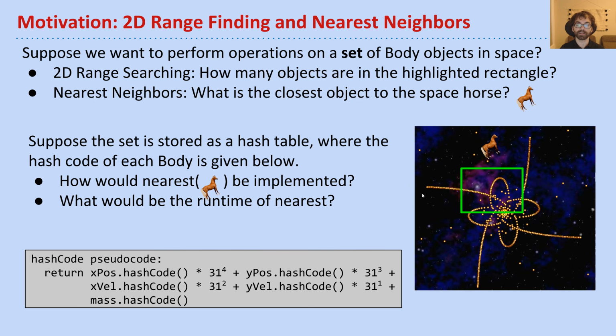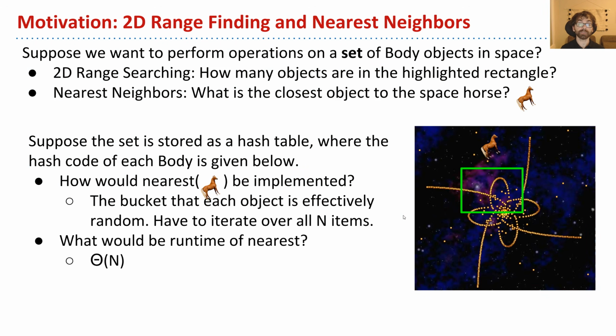The important point here is that if you have all these objects stored in just a regular old hash table, then for the nearest operation, what you have to do is just iterate over every single item. That's because the location of each object, that is the bucket that each one lives in, is effectively random. So we don't know which buckets to look in our hash table. We just have to iterate over all the items, and the runtime for that would be theta n. So what we're going to try and do is something a little better, and that will bring us to many different solutions. That's the setup, though. That's the important thing today. We want to support operations like this that are special to objects in space.